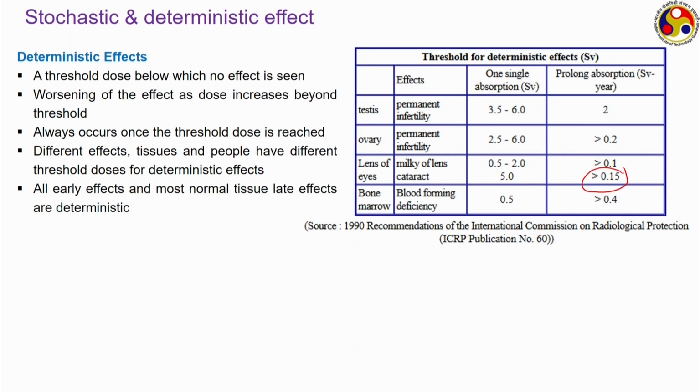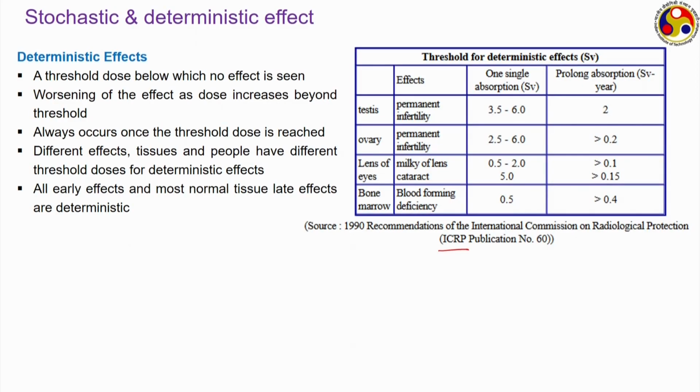And bone marrow is probably the most sensitive part of the body related to radiation effects. With a relatively small radiation dose of only 0.5 Sv, it can lead to blood forming deficiency. These data are a bit old, but still very much valid. These are recommendations given by the well known ICRP, the International Commission on Radiological Protection, which generally sets the standards for any kind of radiation based guidelines.